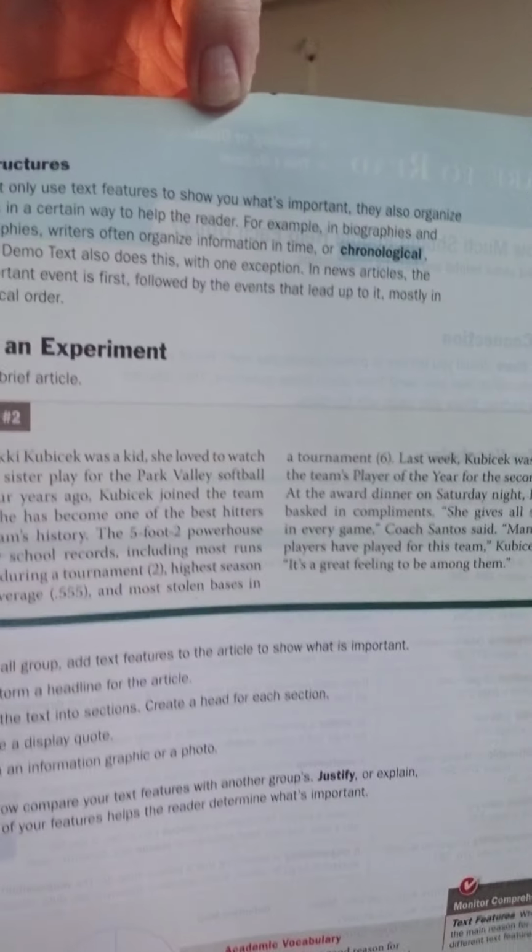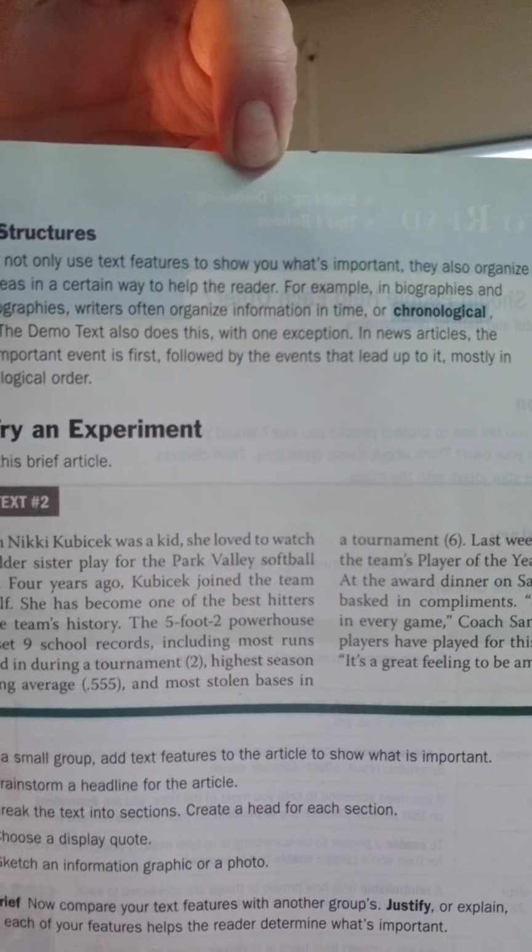So if you go to the top of page 285, this is what your page 285 looks like. I changed the lighting in here just a little bit. I don't know if it's better or worse. But you have this page in what I scanned. At the top it says writers not only use those text features to tell you what's important, but they organize their ideas in a certain way.